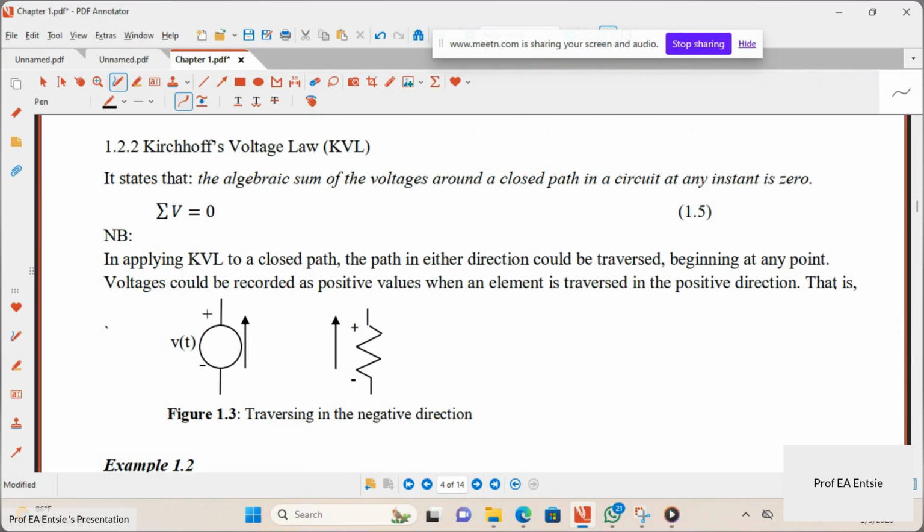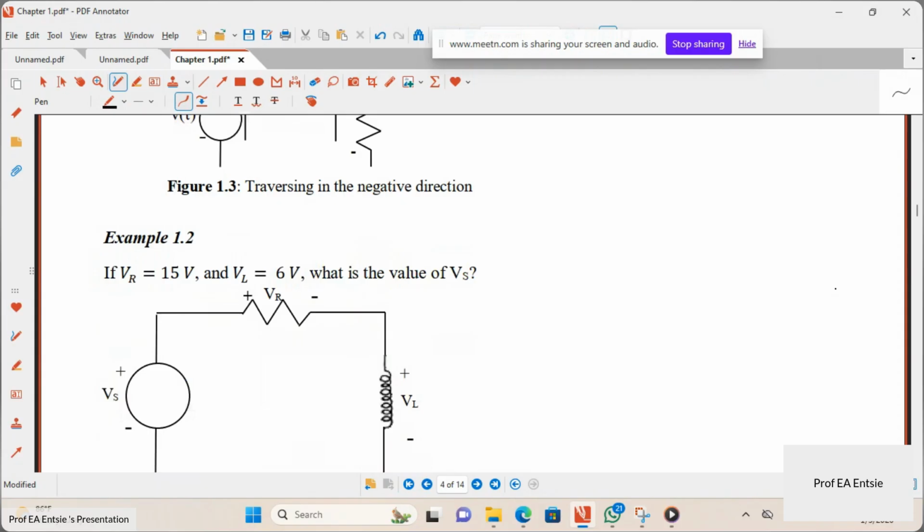Then we have what we call Kirchhoff's voltage law, KVL. It says the algebraic sum of voltages around a closed path or a loop in a circuit at any instant is 0. Are we okay? So this can be expressed in another form. We can also say that the sum of voltages is equal to the EMF. Algebraic sum of voltages is equal to the EMF.